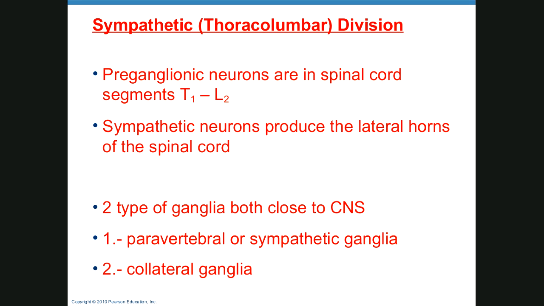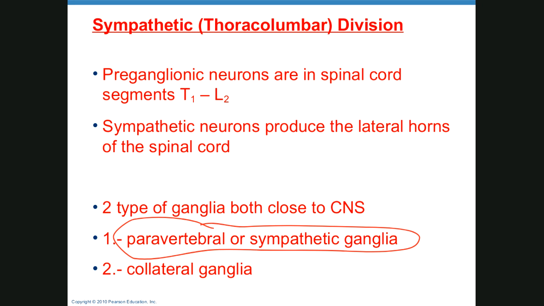Okay, any questions? All right, moving right along. For the sympathetic division, we're not going to be as precise when it comes to the ganglia. We're just going to give them generic names. There are 2 sets of them. One set is close to the spinal cord, and we call them paravertebral. They are on either side of the spinal cord. The ones in front of the spinal cord are called collateral ganglia.